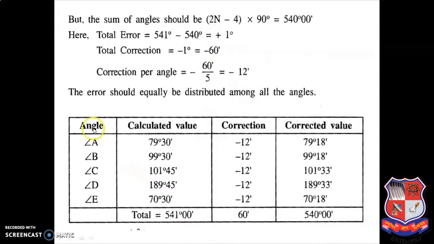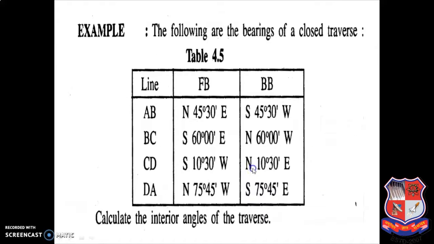So you can see the table, angle A, B, C, D, the calculated value that we already calculated, and this is the correction that I have done in all the angles, minus 12 minute, minus 12 minute, minus 12 minute. So total 60 minute. And once you do that, you will get your corrected value. These all are your corrected values. So if you do the summation of this, you will get your answer 540. Okay, so this is the second type of example in which suppose error is there. So how will you do the correction?